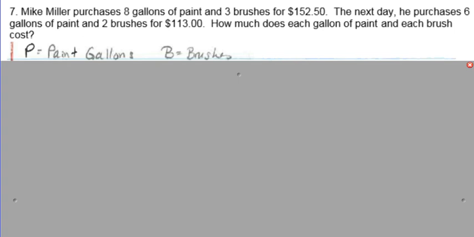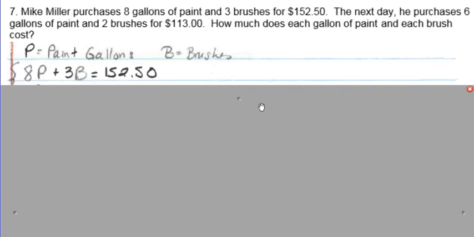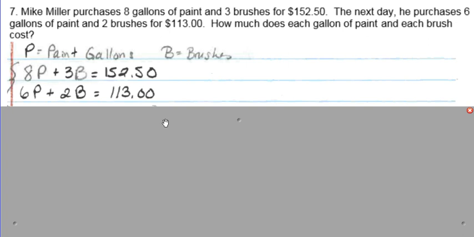Then I can see I have two totals being given, the $152.50 and $113. And we know how they're being created. The first one is 8 gallons of paint and 3 brushes. So I could say 8P plus 3B equals $152.50. Then we have this other total of $113. Well, that comes from 6 gallons of paint, so 6P, and 2 brushes, 2B, equals 113. So here's our system of equations.